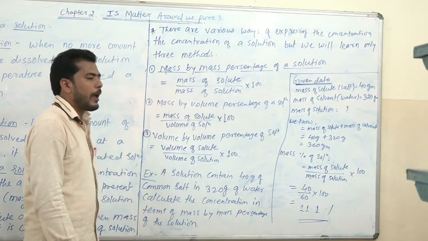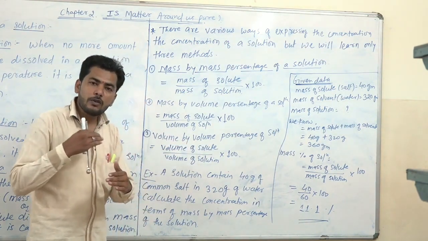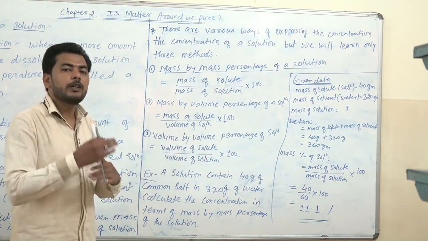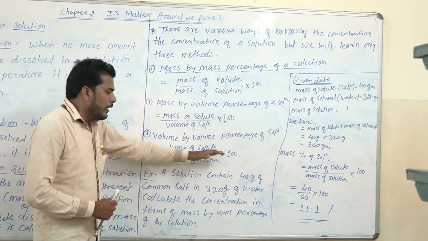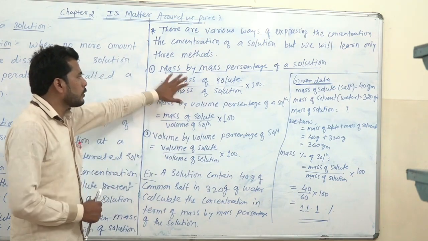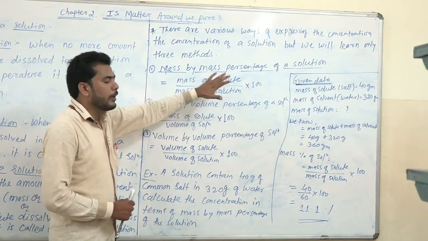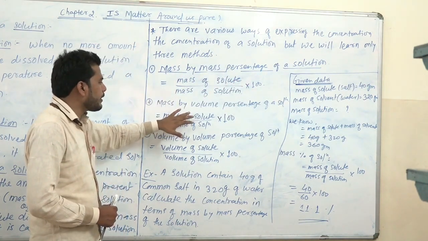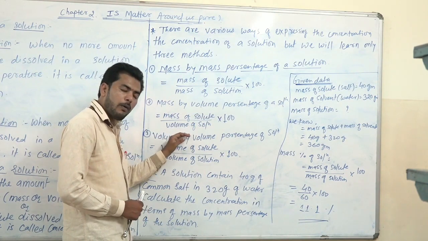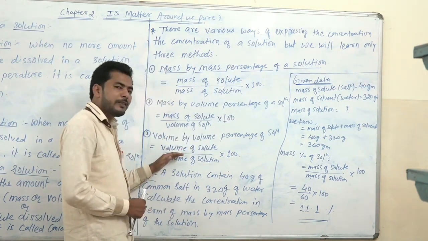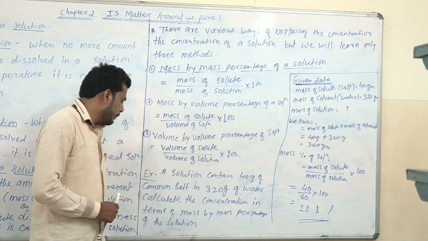Okay. The third method we have is volume by volume. It means volume of solute divided by volume of solution into 100. So in the first method, mass of solute divided by mass of solution into 100. In the second method, we can calculate the percentage of solution with the help of mass of solute divided by volume of solution into 100. And the third method is volume of solute divided by volume of solution into 100.